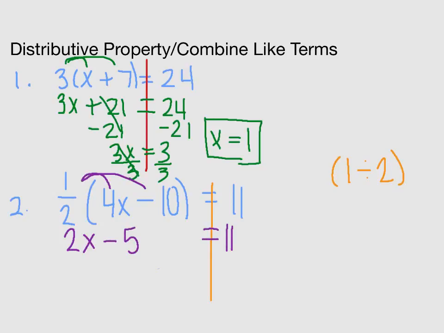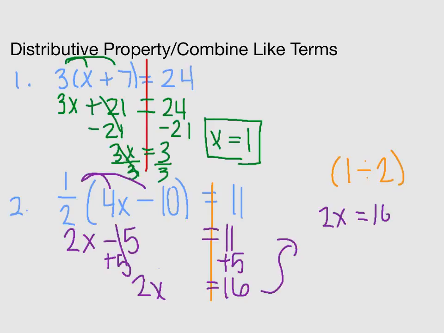Now it's a 2-step equation, so I need to add 5 to both sides. My 5's will cancel, and I'm left with 2x equals 11 plus 5, which is 16. I'm going to write it up here so we have room. In order to get my x by itself, I need to divide by 2 to both sides. My 2's cancel, and I'm left with x equals 8.